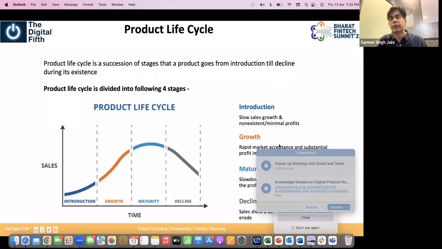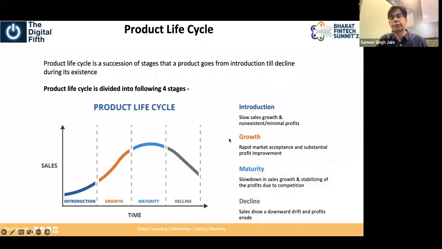That's not what you are looking for, right? So during the decline stage, what do you need to do to bring it back? Maybe you need to repurpose the product, rebuild the product, or come back with a new avatar, whatever it takes, right? And sometimes products have to be killed as well.